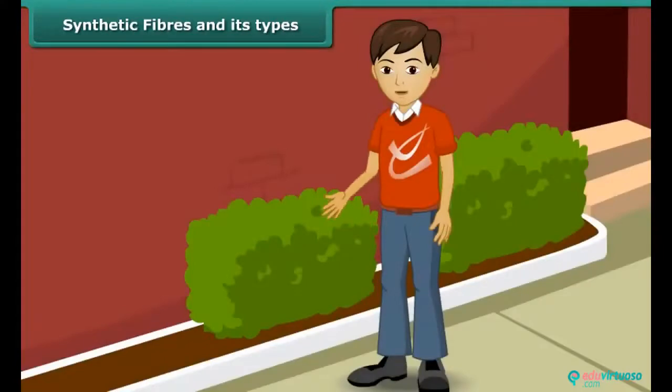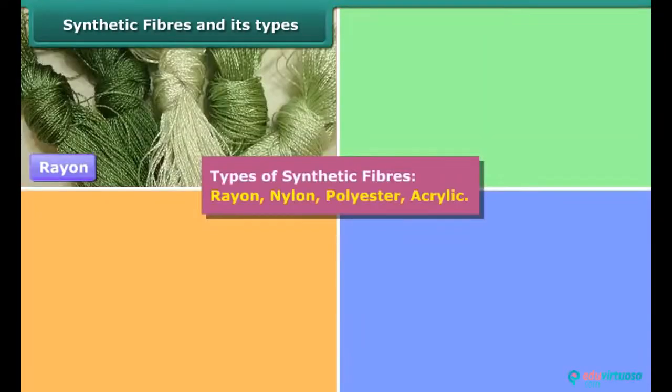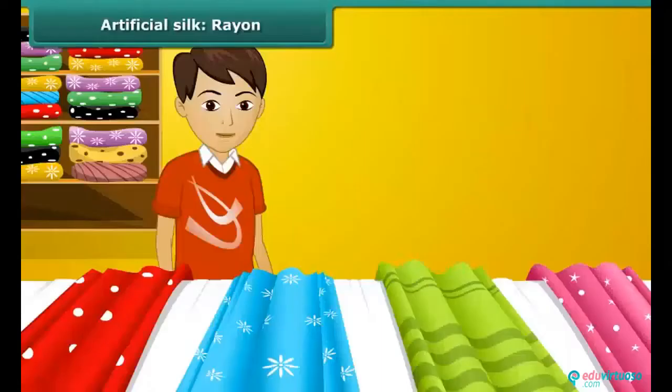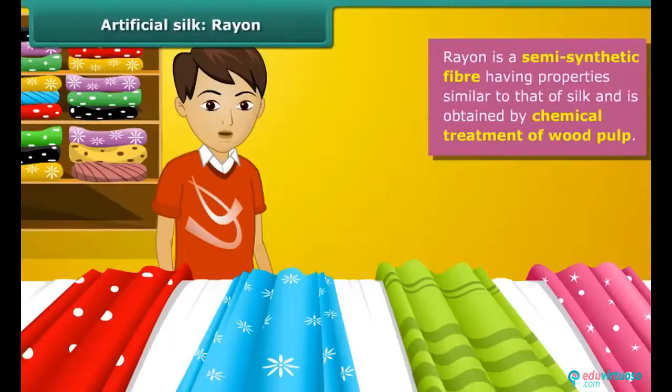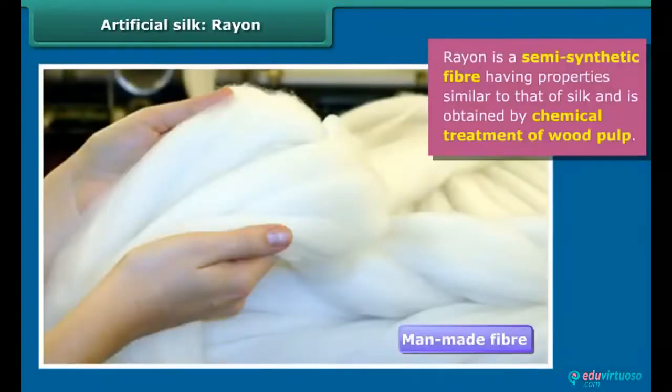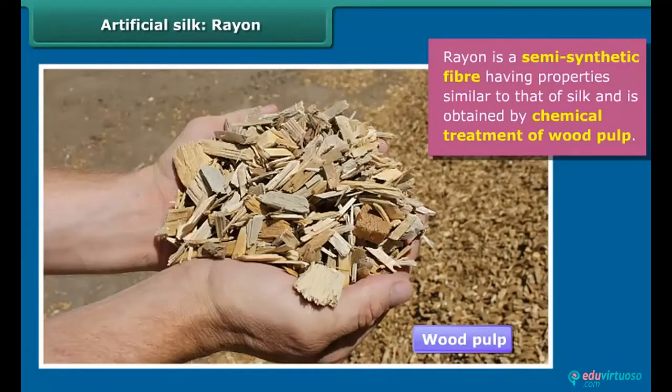Can you recall the various types of synthetic fibers which you use in your everyday life? Depending upon the types of chemicals used for manufacturing synthetic fibers, they are classified as rayon, nylon, polyester, and acrylic. Do you know that rayon is a semi-synthetic fiber having properties similar to that of silk? Can you guess why it is called a semi-synthetic fiber? It is a man-made fiber obtained by chemical processing of wood pulp, which is a natural resource.